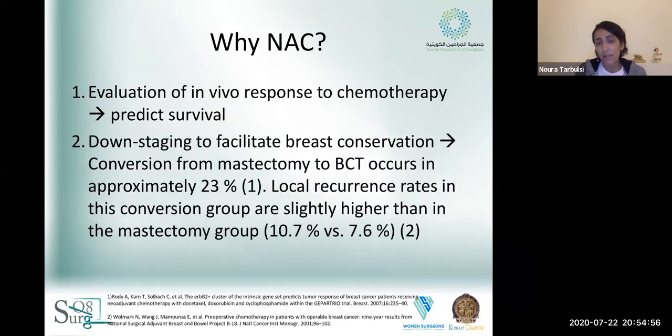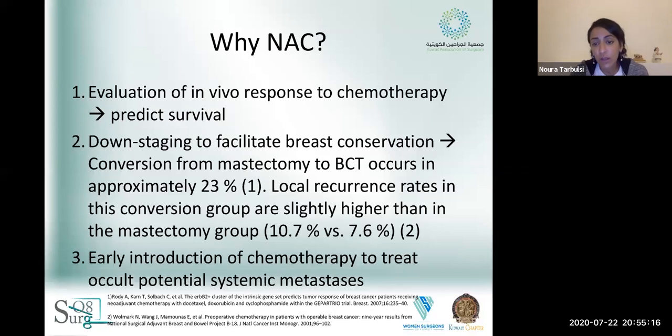Downstage the disease, and the downstaging is in the breast and in the axilla. We convert a patient from a mastectomy candidate into a lumpectomy candidate, and we convert a patient from an axillary lymph node dissection candidate into a sentinel lymph node biopsy candidate.